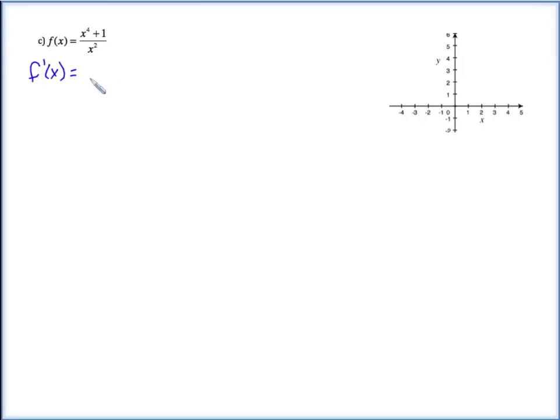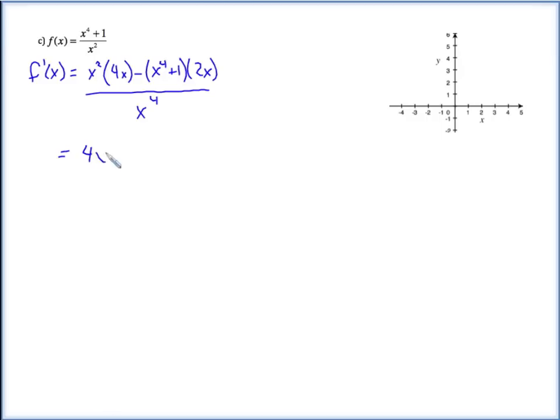Okay, so it's going to be the low function times the derivative of the high minus the high function times the derivative of the low, over the low squared, which is going to be x to the 4th. Okay, so let's go ahead and simplify this here.